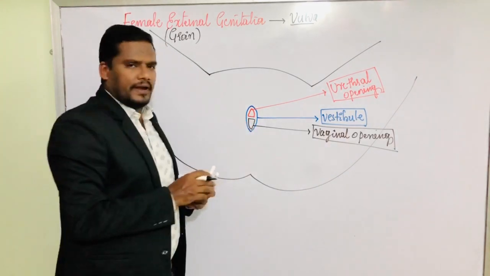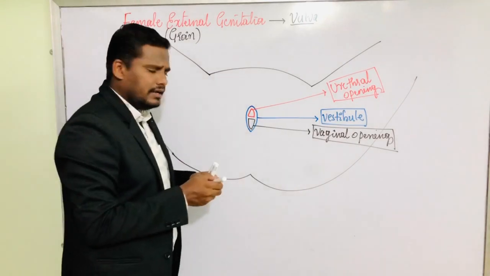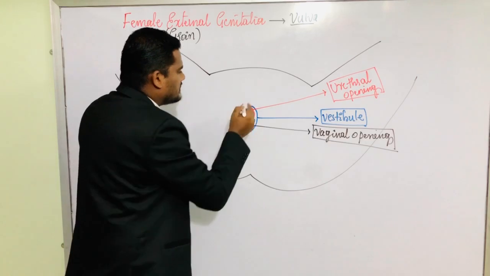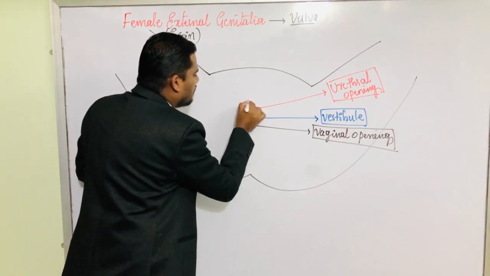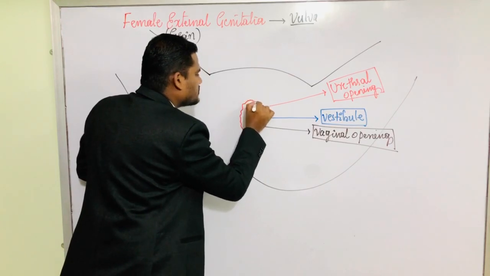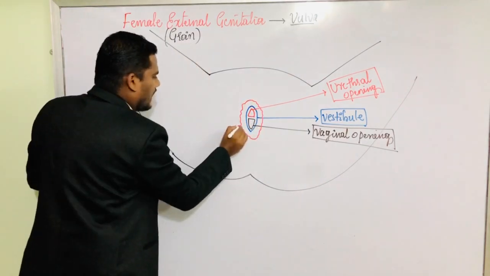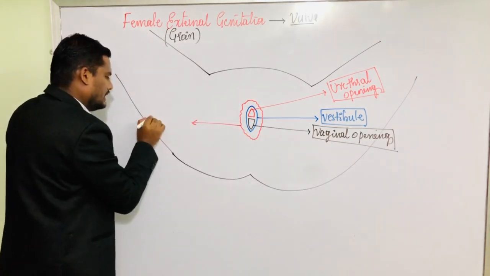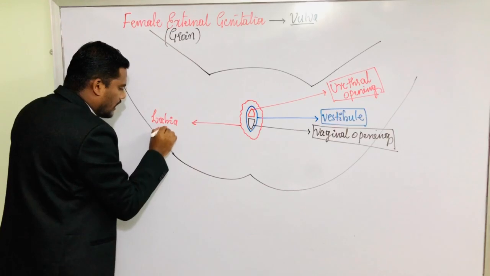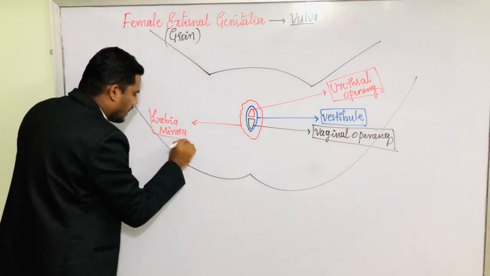These two openings are covered with a skin fold. This skin fold is called the labia minora.